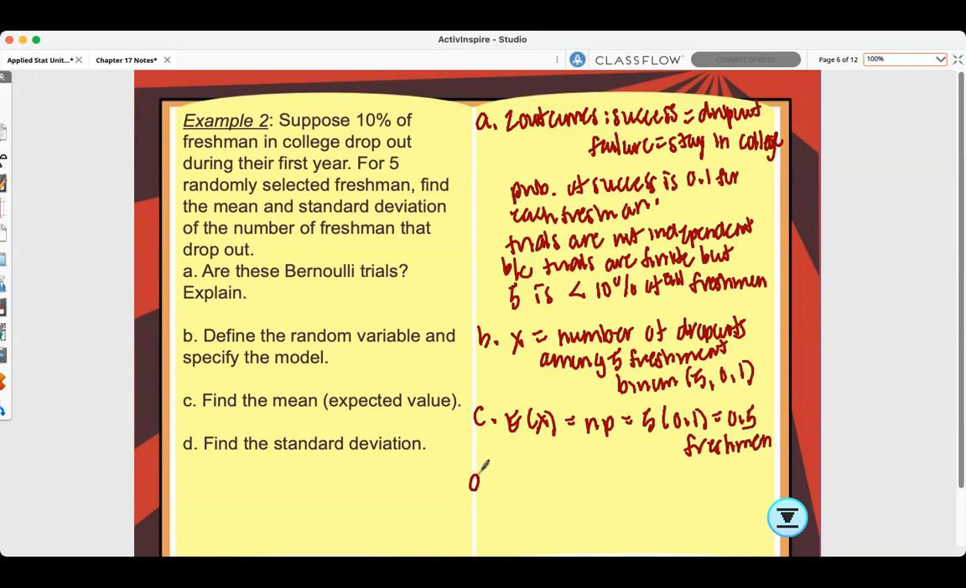And the standard deviation of X is the square root of N times P times Q, which would equal the square root of 5 times 0.1 times 0.9, which equals about 0.671 freshmen.